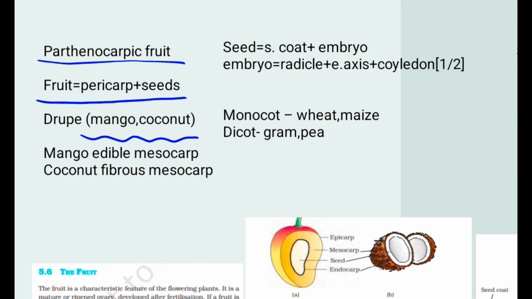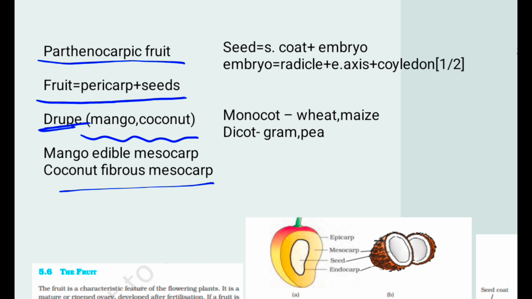Mango and coconut fruit is called drupe. In mango, the mesocarp is the edible part. In coconut, the mesocarp is fibrous. Also, both coconut and mango develop from monocarpellary superior ovaries.